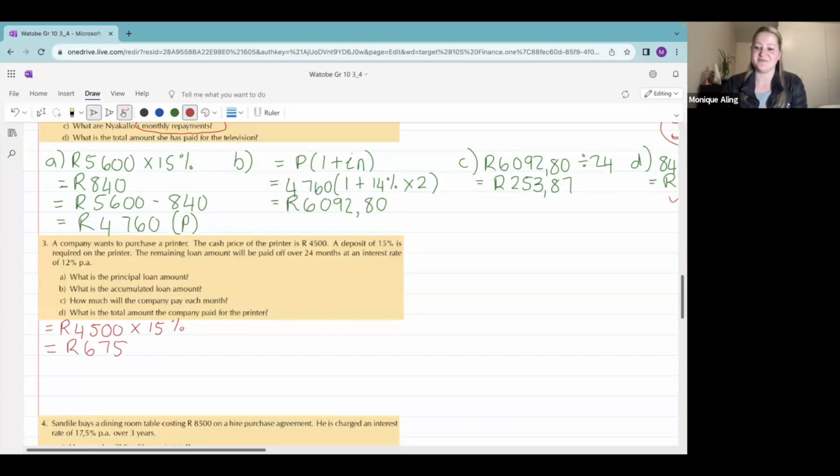And then what do we do? Then we subtract the 675 from the 4,500. So it's going to be 4,500 minus 675, which is going to be 3,825. Good. Well done.